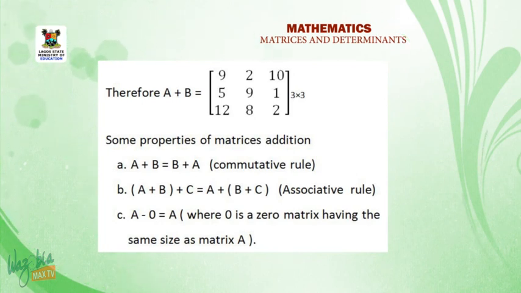Some properties of matrix addition. A plus B is equal to B plus A, commutative rule. Bracket A plus B, plus C, is equal to A plus bracket B plus C, associative rule. A minus 0 is equal to A, where 0 is a zero matrix having the same size as matrix A.